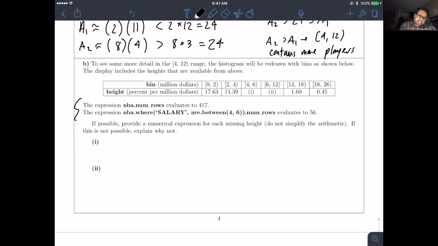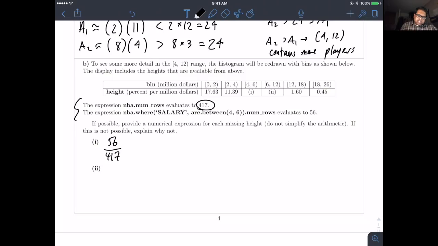So what it says is that 56 of the NBA players, 56 data points are in between this interval, right? 56, right? And we know that in total there are 417 players that we're looking at, right?